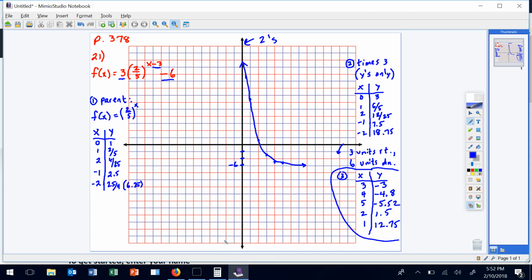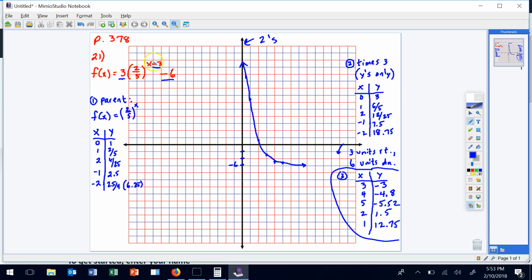All right, and so that's the completed graph, and these are the steps you follow. Find the parent graph or table. You don't really have to graph anything, just work with that table. And then if you have something multiplied in front, like we did here, multiply times the y coordinates only from the parent table. And then take care of your translations.